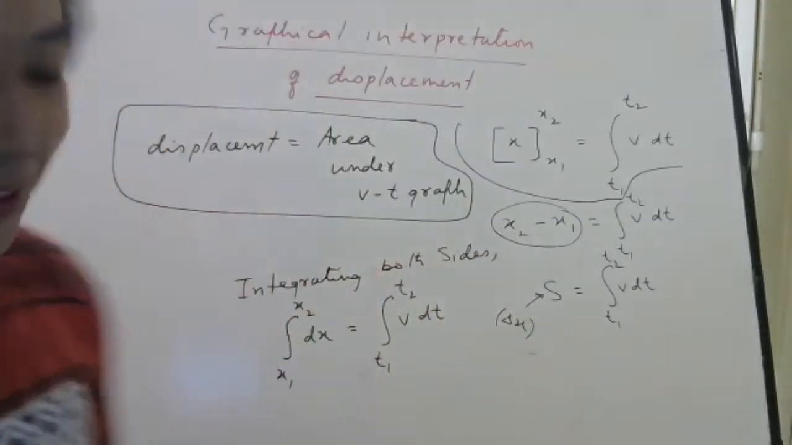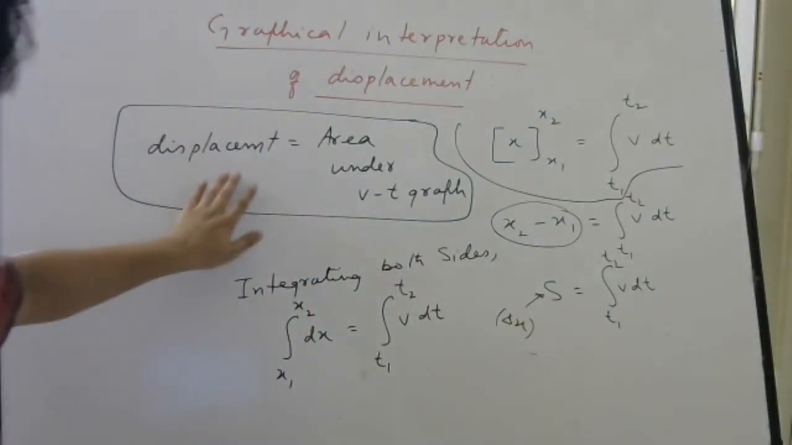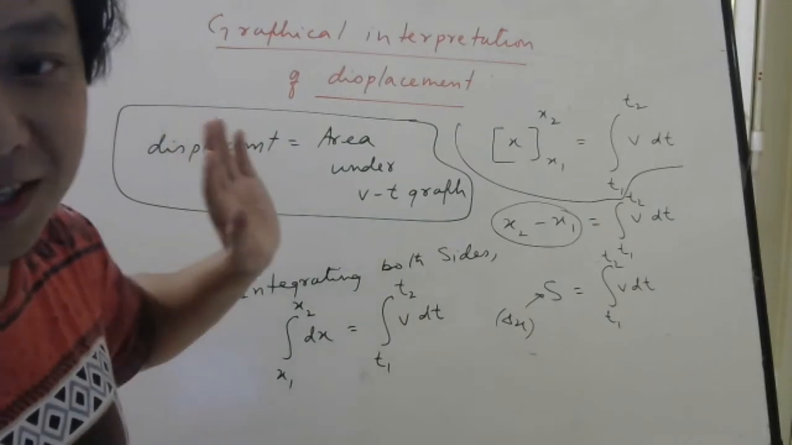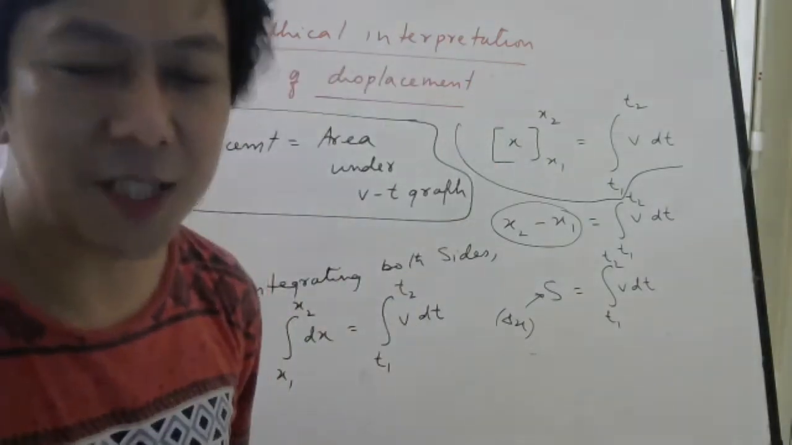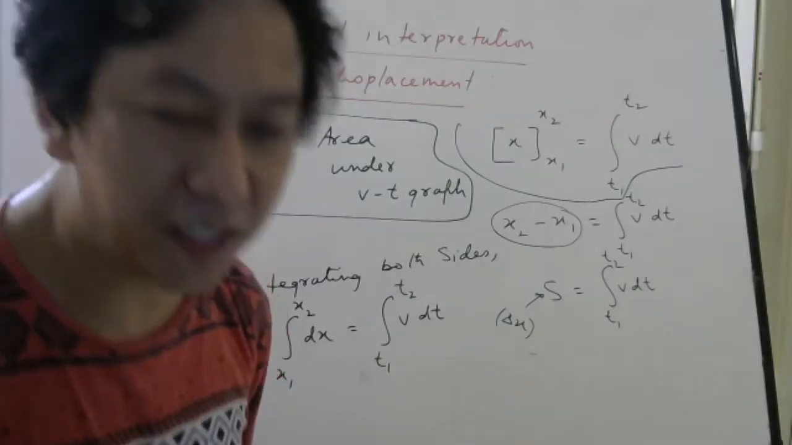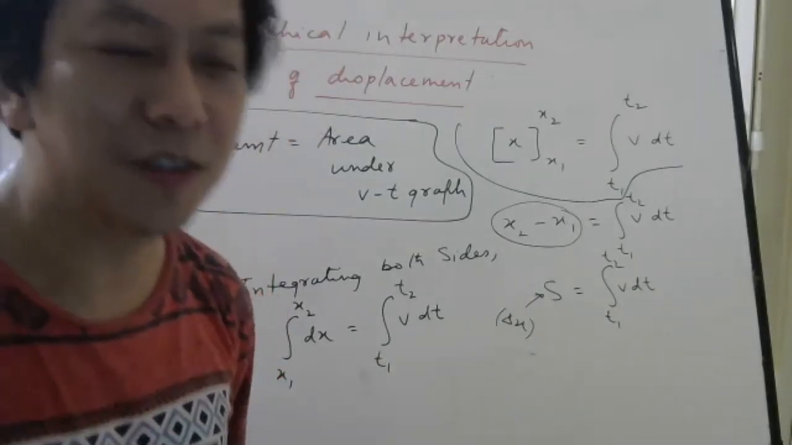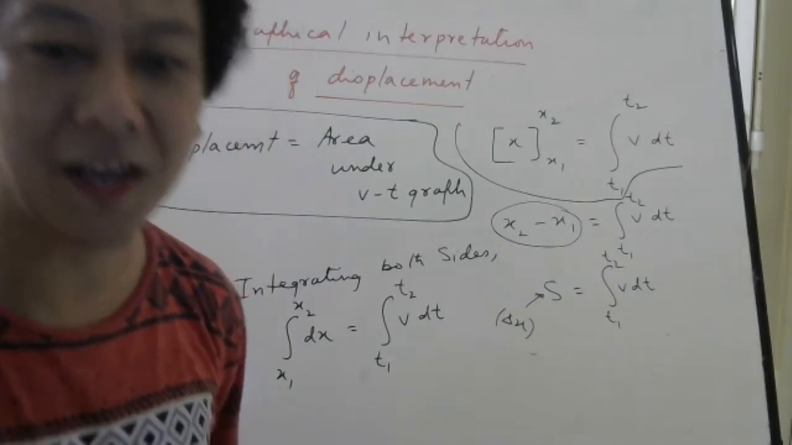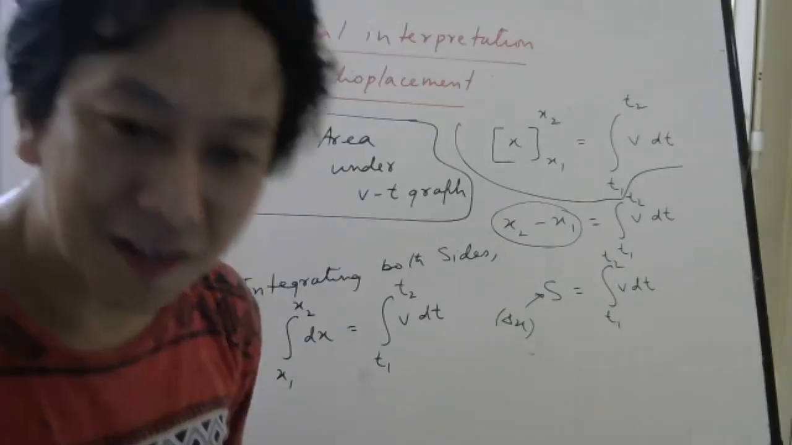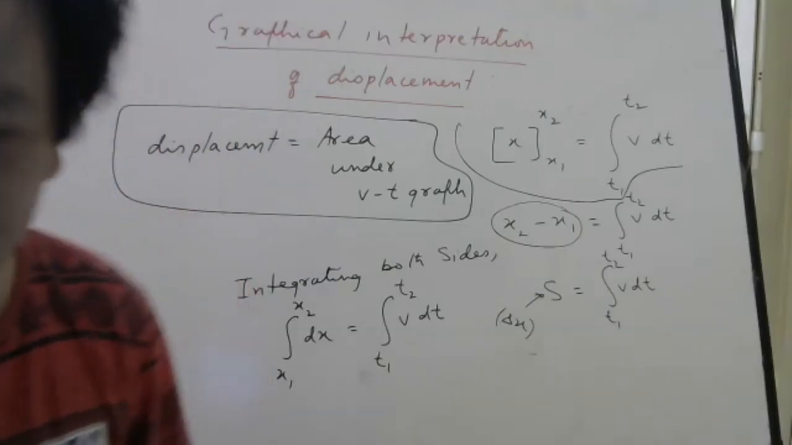Okay, like that only. So this sentence, I want all of you, wherever you are sitting, to say five times: displacement equals area under the VT graph. Displacement equals area under the VT graph. Displacement equals area under the VT graph. Another two times you say. Three times I told you.